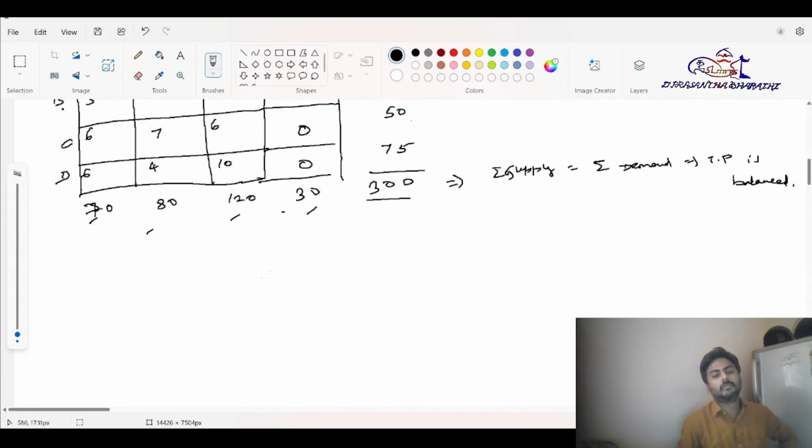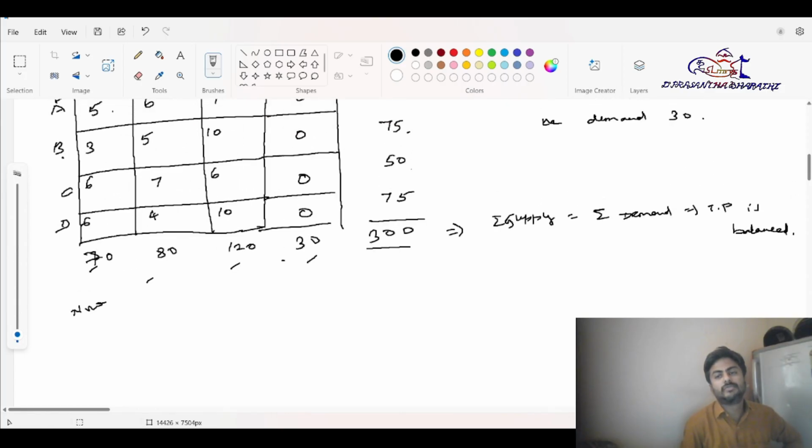Okay, now you have to find the basic feasible solution. How to find basic feasible solution? So I am repeating the question once again for you. They have given the question: solve the transportation problem with unit transportation cost in rupees, demands and supplies are given below. So they have not mentioned by which method we have to solve it.